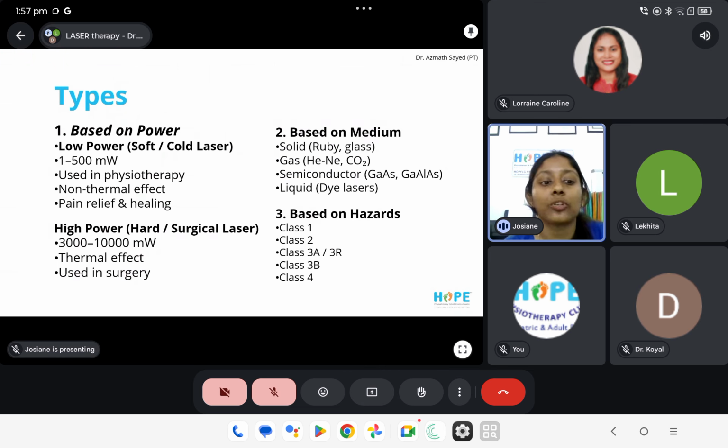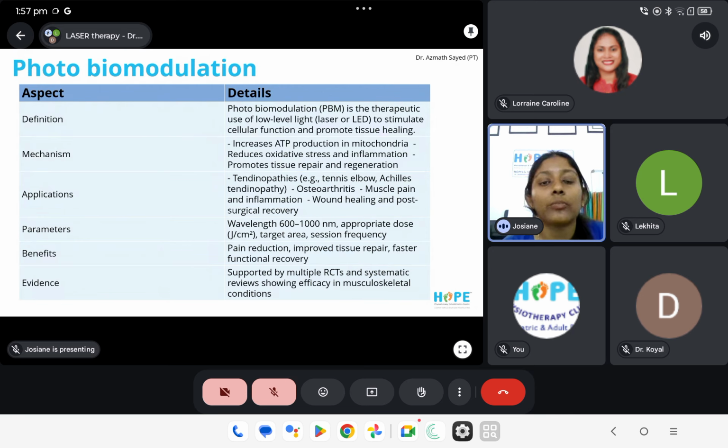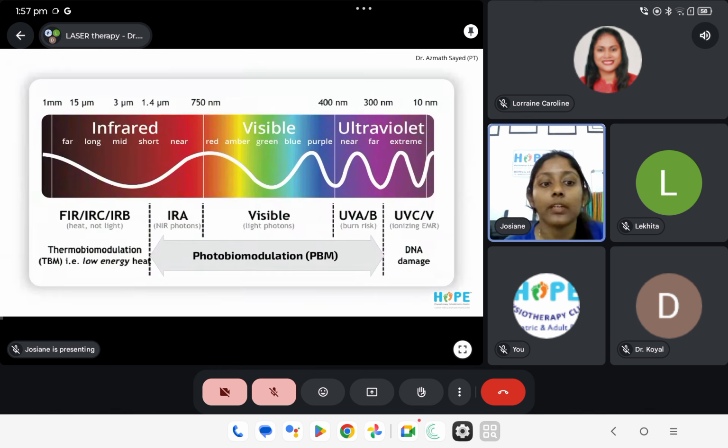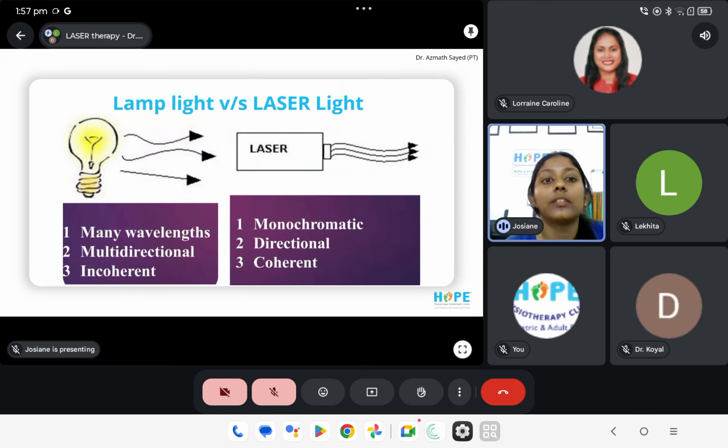There are types of laser based on power, medium, and hazards. Then photobiomodulation, which is the key principle used in laser therapy. Then the electromagnetic spectrum, where laser therapy falls between the range of the infrared and red region. And the difference between lamp light and laser light.